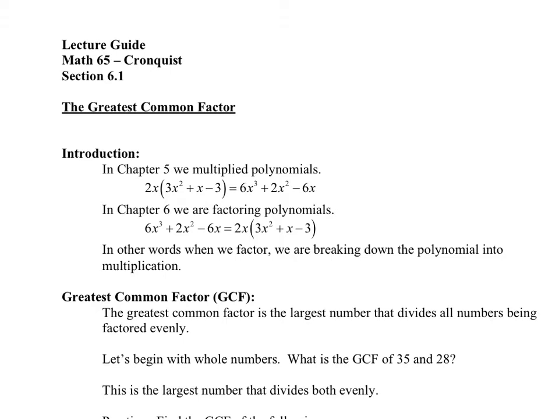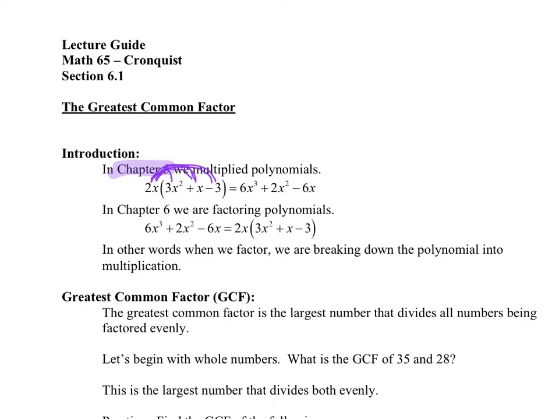In chapter 5, we multiplied polynomials. We distributed 2x into the trinomial 3x squared plus x minus 3 and got 6x cubed. That's 2x times 3x squared. And then we got 2x squared, so that's 2x times x. And then minus 6x we got from the 2x times negative 3.